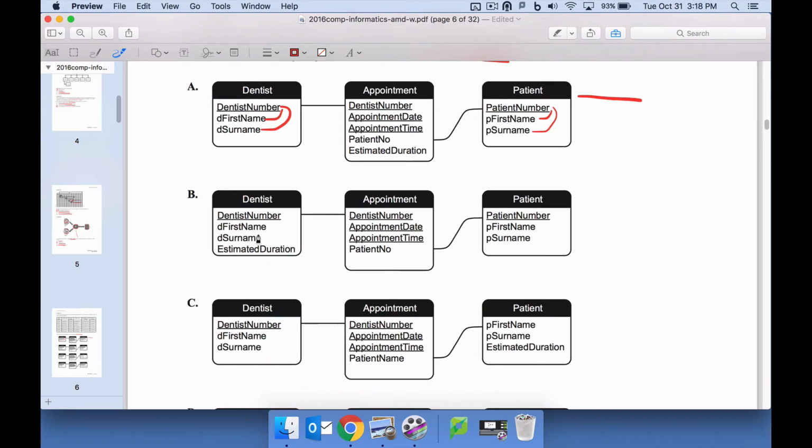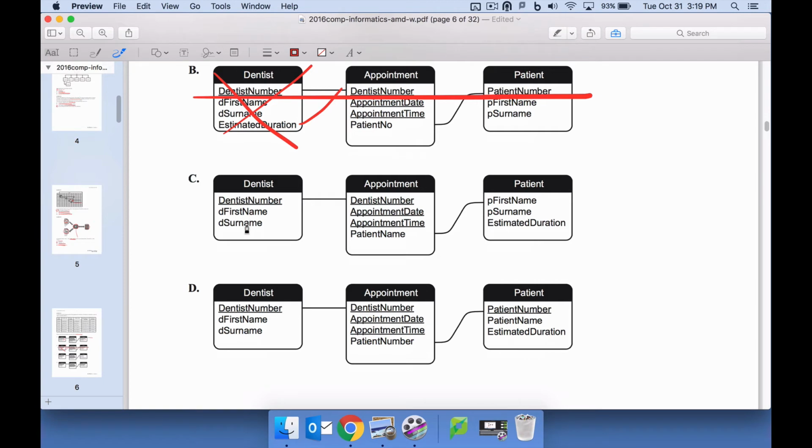Here in the dentist table, I can see the first name and surname is still there, but we have estimated duration. If we're storing data about the dentist, what does an estimated duration have to do with a dentist? It has nothing to do with the dentist. This should be to do with the appointment. So this one is wrong. So B is out already.